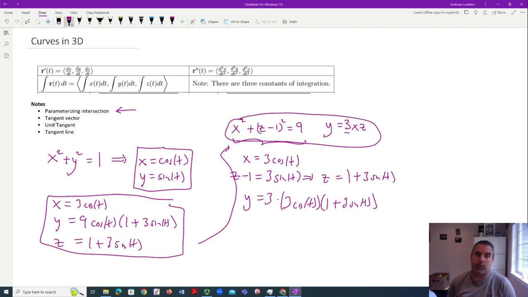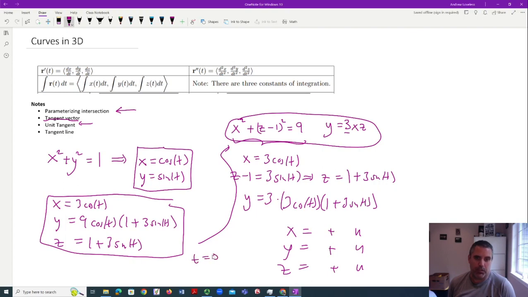But if the question was asking you for the tangent vector, you just take the derivative of each component separately. If it wants the unit tangent, you take that vector and make it a unit vector. And if it wants the tangent line at a particular place, then you're finding a line. And you need a point, and you need a direction. I'd have to tell you t.